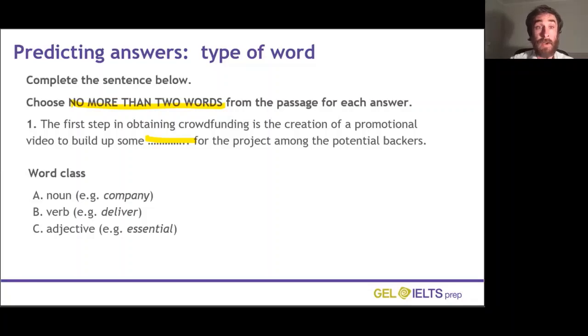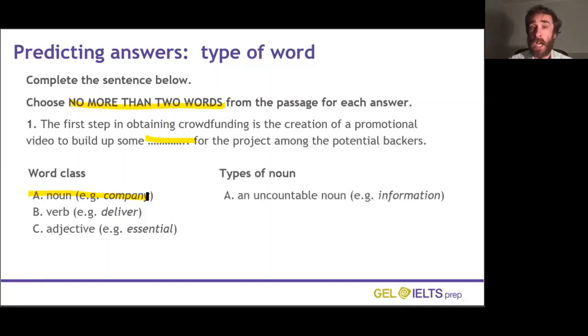This answer is going to be A, noun. So after the word some, we would expect a noun or a noun phrase. A noun phrase could be made up of an adjective and a noun. So this whole phrase will be a noun, but remember, there could be an adjective before it. Okay, so we know the word class, but there's many, many kinds of noun. What type of noun could this be?